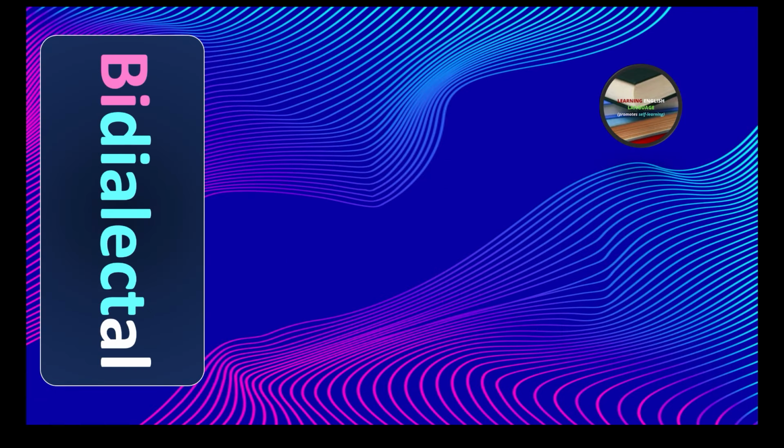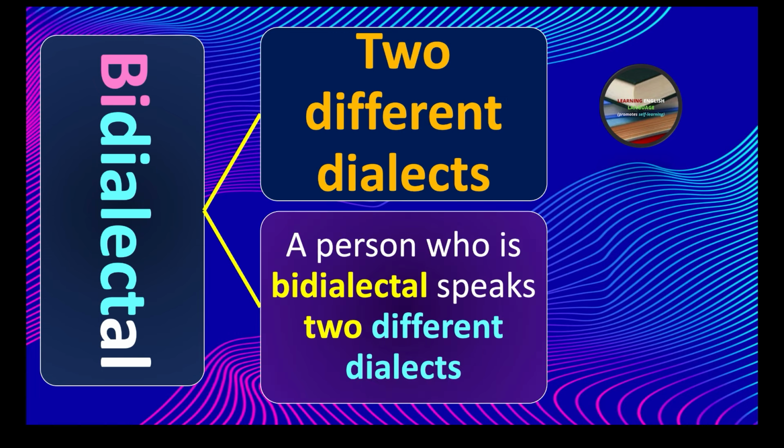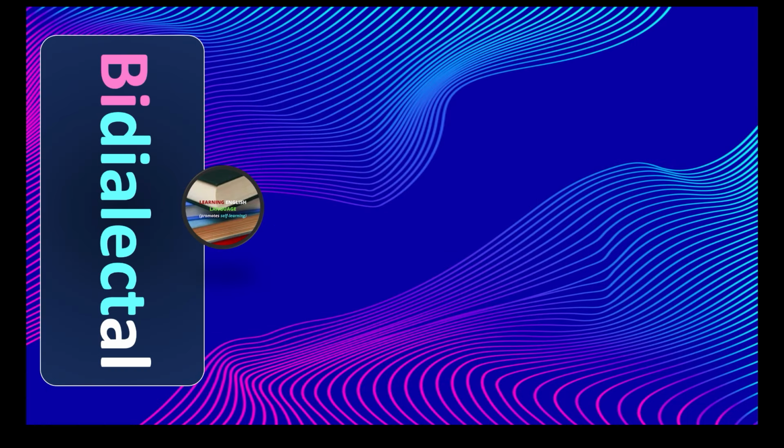We continue our discussion about bidialectical. What we come to is that it means literally two different dialects. In other words, a person who is bidialectical speaks two different dialects, but of the same language, not two different languages. That will be another concept. Let's move on to the next point about this concept.